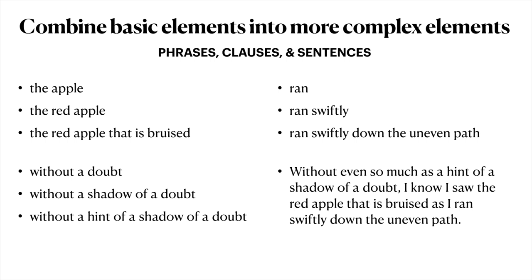Let's now look at verbs and see about creating a verb phrase. We've got the verb ran. Well, ran could be described in more detail. Ran swiftly. That tells you more information. What about ran swiftly down the uneven path? So this is a verb phrase that's describing an event and is giving us much more detail. And this phrase was formed by combining more elementary units into a more complex structure. This discipline of combining words into larger units and analyzing the rules that govern this behavior is called syntax. And syntax is one of the prime disciplines within linguistics.